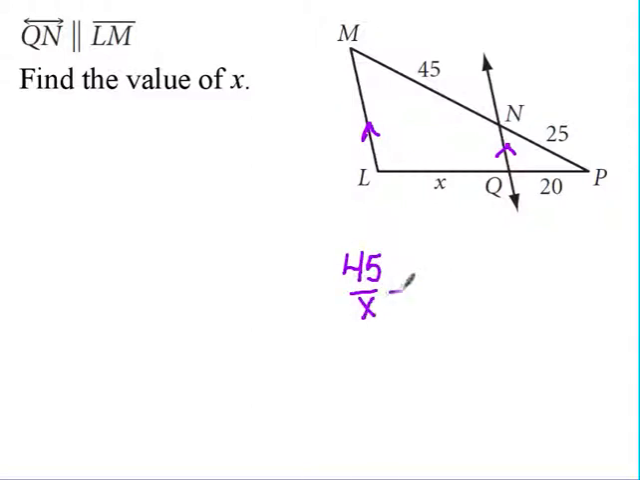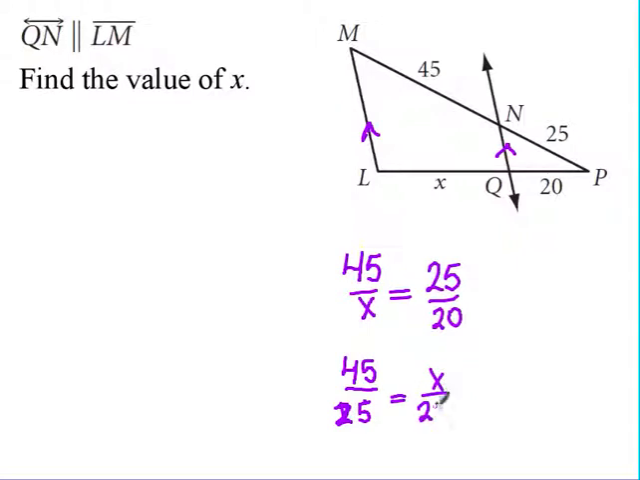You could have done 45 over x equals 25 over 20. That's one way. Another proportion you could have written was 45 over 25, that's a 2, by the way, equals x over 20. That's another way.